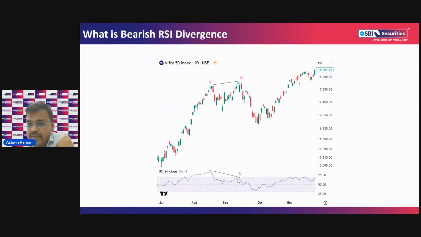Understood the difference between bullish and bearish divergence, guys? If you all can give me a heads up in the chat box. All good until now?